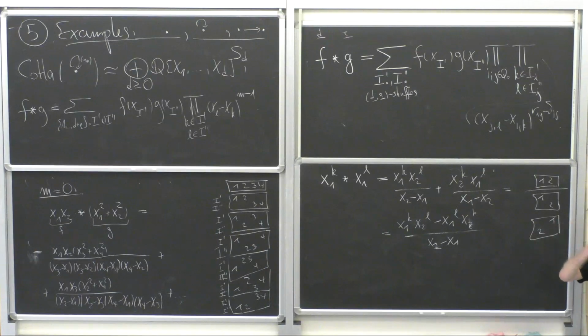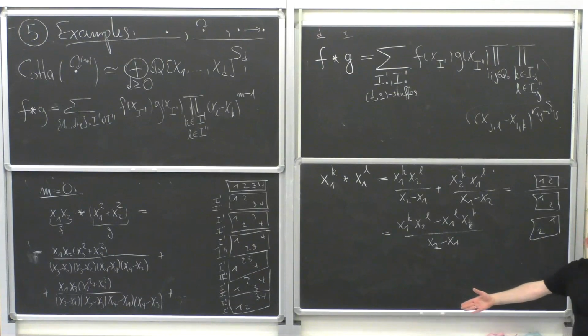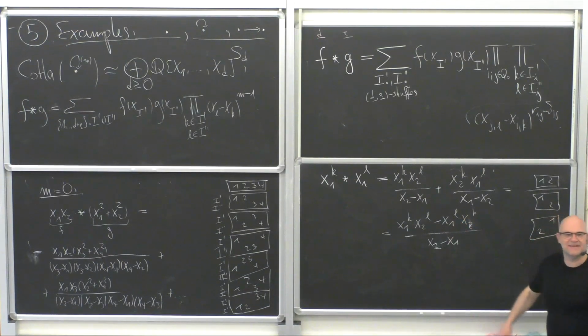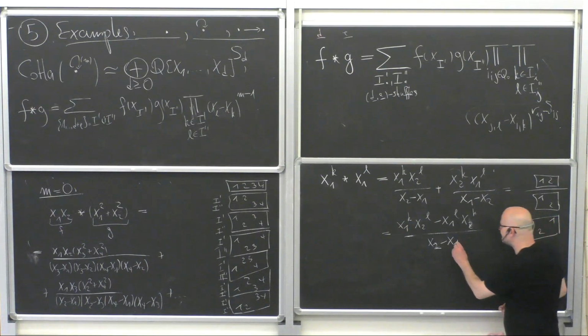And now there are two ways to argue that this actually is a polynomial. Well, first of all, you can just perform the division, just dividing the polynomials, and then you see that after a difference of k minus l steps, the division of polynomials will terminate. Or you can argue as follows.